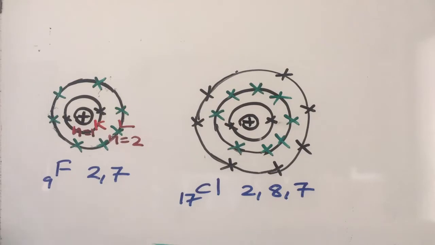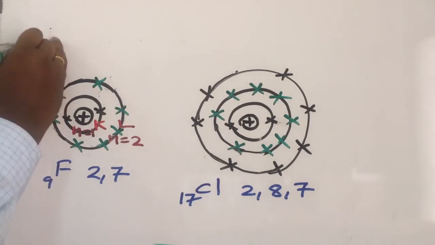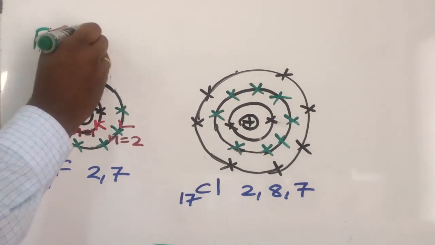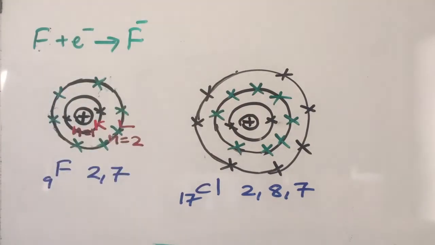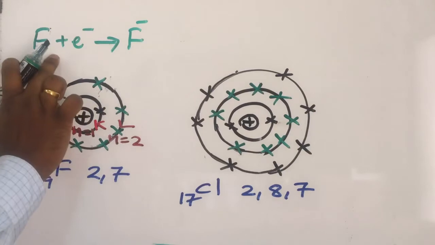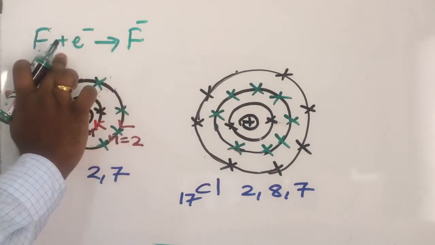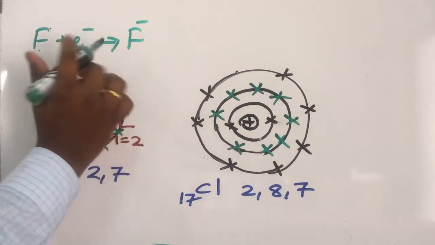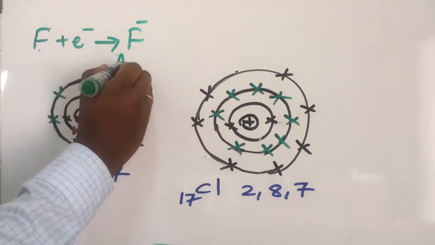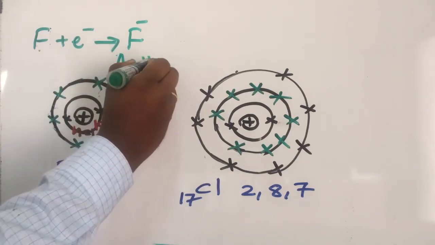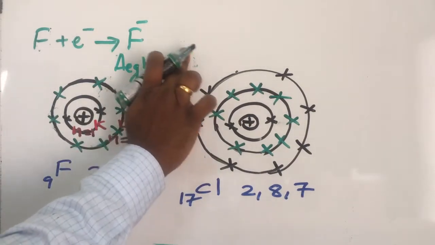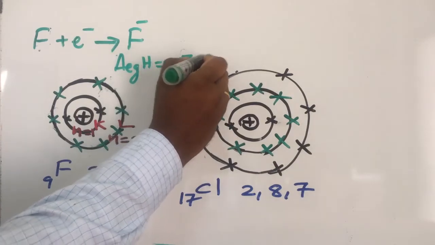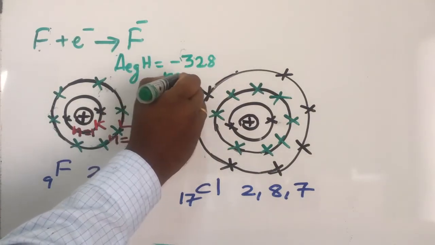When an electron is added to fluorine, fluorine will change to F minus. During this process, energy will be released. So the electron gain enthalpy of this reaction is negative. The correct value is minus 328 kilojoule per mole.